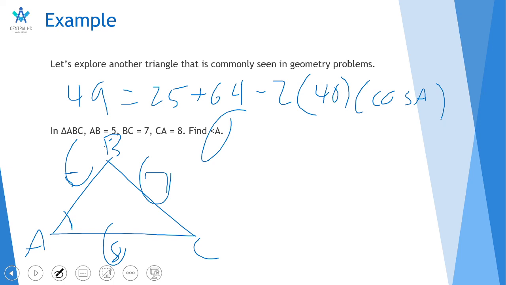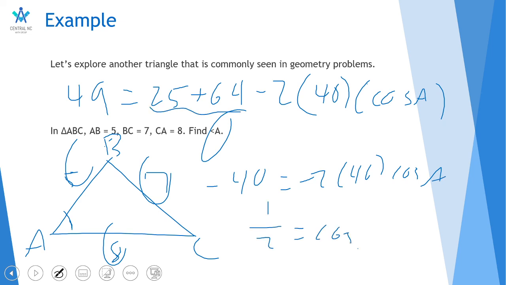How do you do the math here? Minus 40 is equal to minus 2 times 40 times cosine A, just by bringing these over. And we can see that 1/2 is equal to cosine A. That looks very, very nice. The angle has to be less than 180, because A can't be over 180 since it's a triangle. The only angle for which this works is 60 degrees.